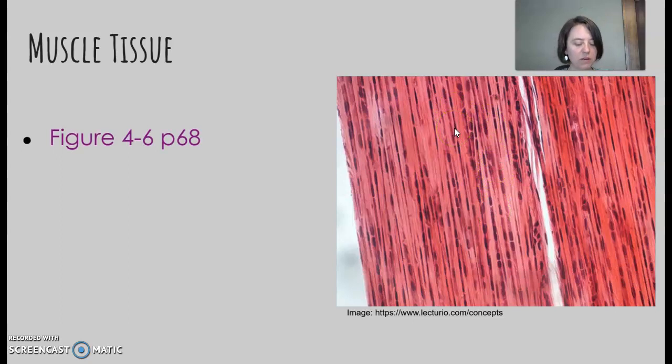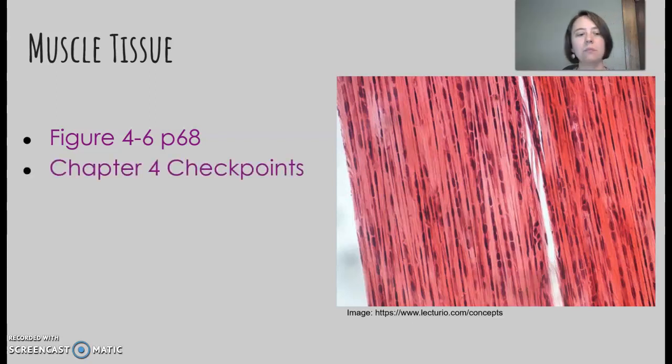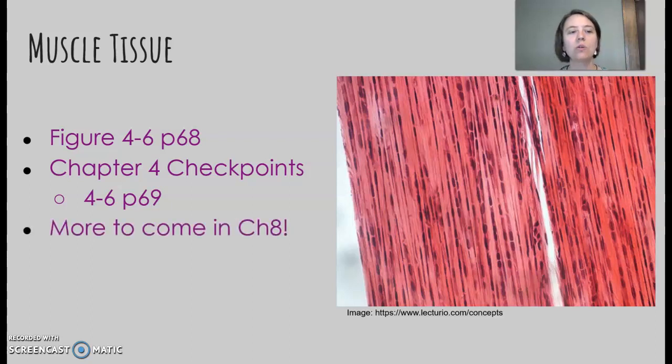So looking in our book on page 68, there's a nice picture of the three different types of muscle tissue: skeletal muscle, smooth muscle, and cardiac muscle. I would suggest looking that up. And also we're going to do some checkpoints on page 69. Make sure that you can answer these. What are the three types of muscle tissue? And we will delve more into this in Chapter 8.